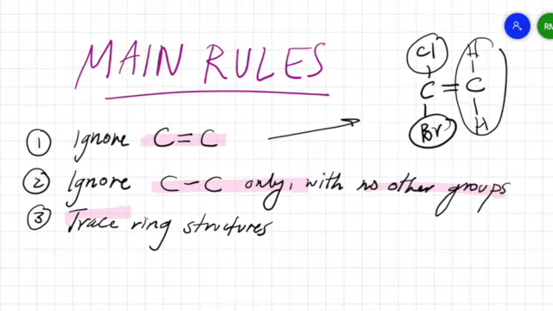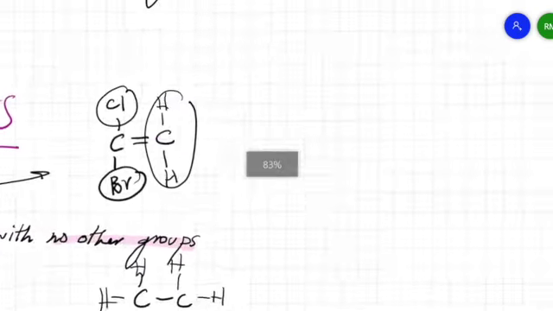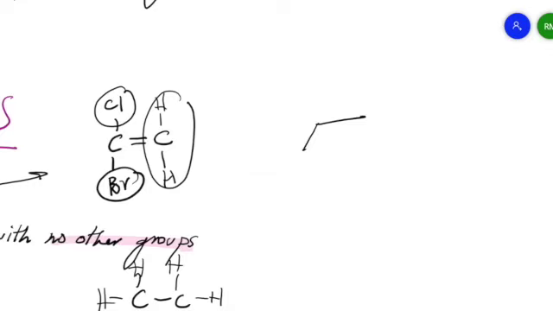What I mean by ignore carbon-carbon single bonds with no other groups is, if you see something like this, you can automatically ignore it because there are going to be hydrogens only around it. And what this means is that, again, 4 different groups are not bonded to it, and hence it is not chiral. This is really important in ring structures, where you might see something like this, and you'll know that there won't be any chiral carbons in this because all the carbons here are bonded to 2 hydrogens, meaning that they will never have 4 different groups bonded to them.